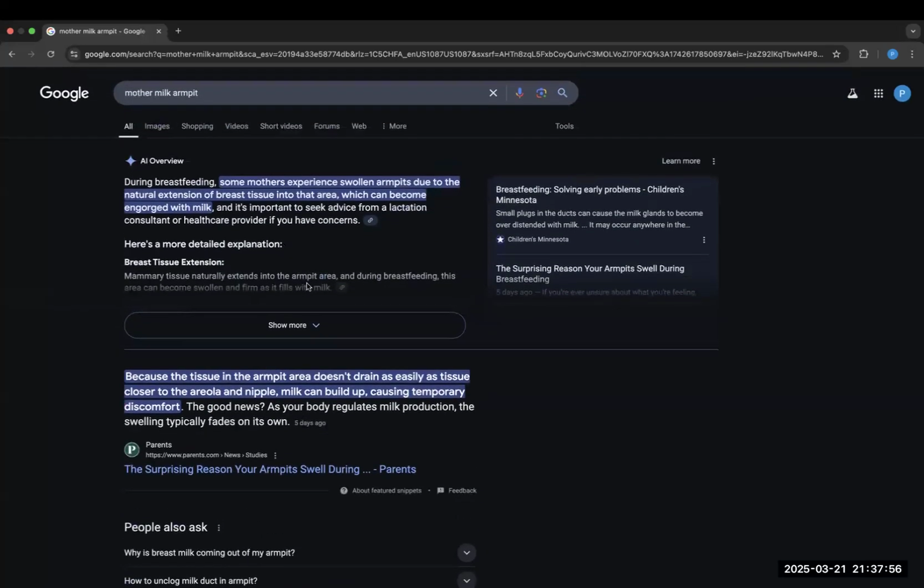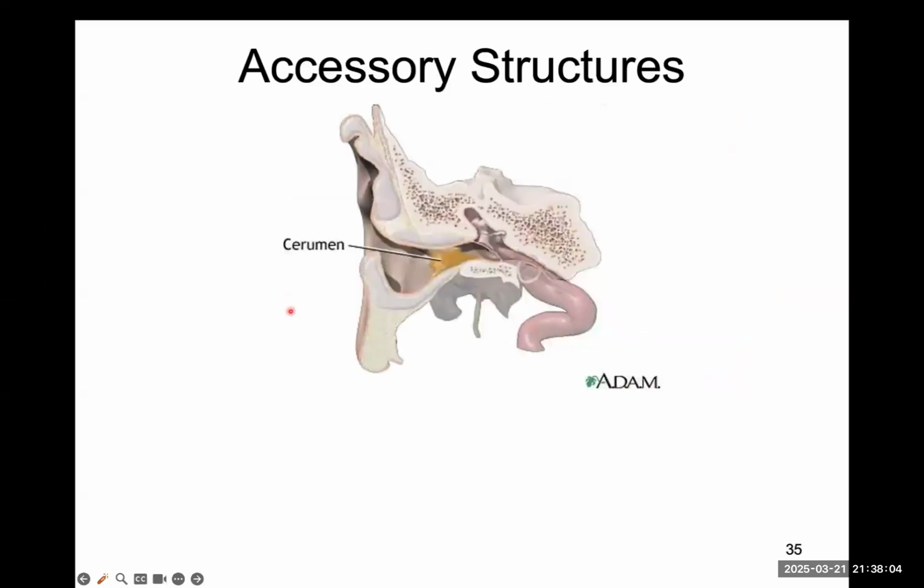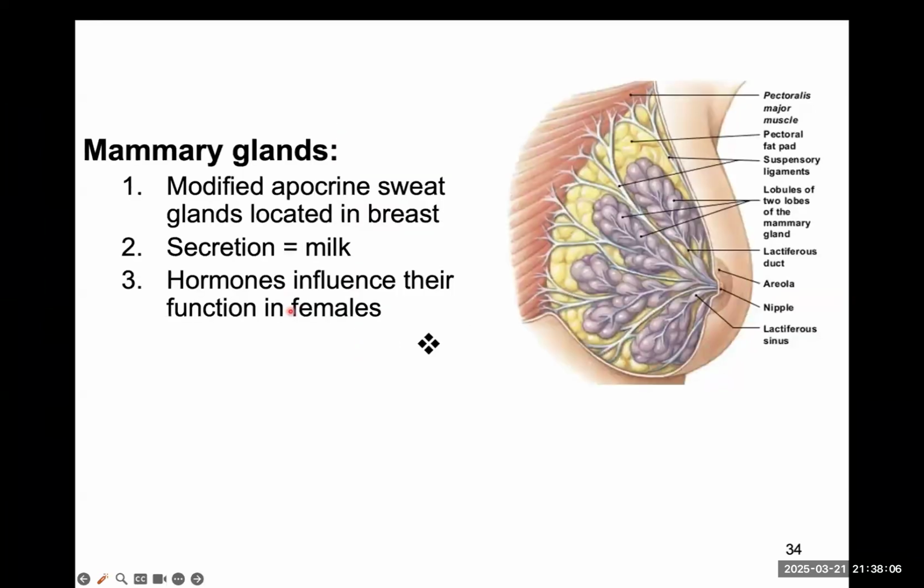I was just trying to find that. So the reason is because these glands are also located in the armpit area, nipple area, and the groin area. So it makes sense. So these apocrine glands might have been modified to produce milk.